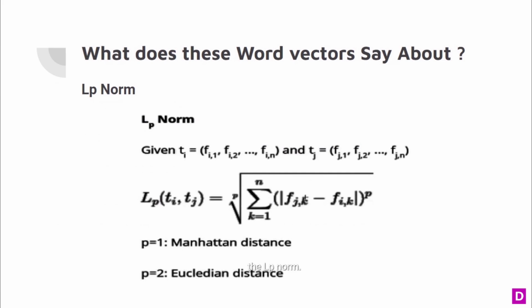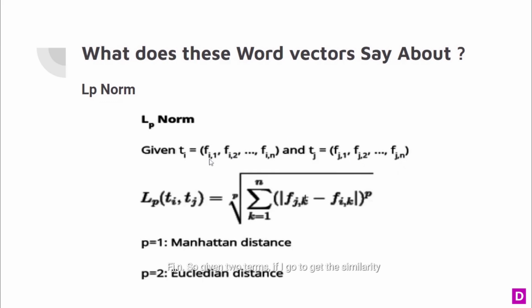The very first thing we are going to learn about the differences or the similarities between terms is using the LP norm. The LP norm will give us the similarities or the differences between two terms. So say a given term t1, or ti, occurs with different frequencies, like fi1, fi2, etc. up to fin, and say another term t2, or tj, appears with the frequencies fj1, fj2 and fjn.